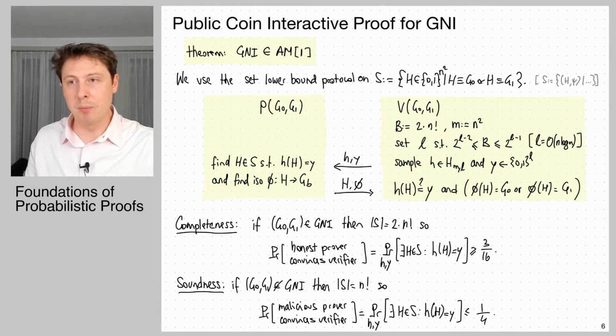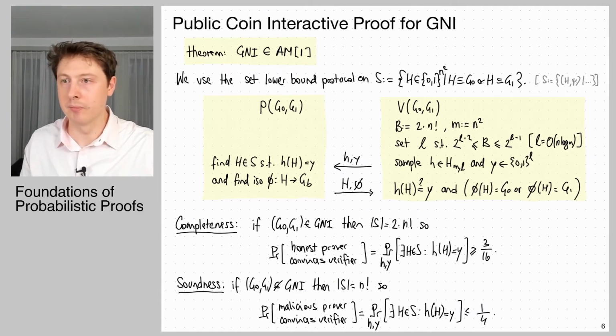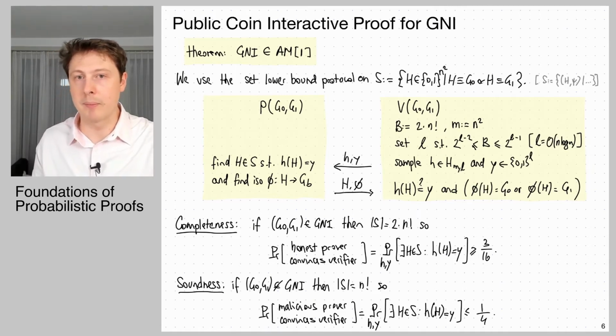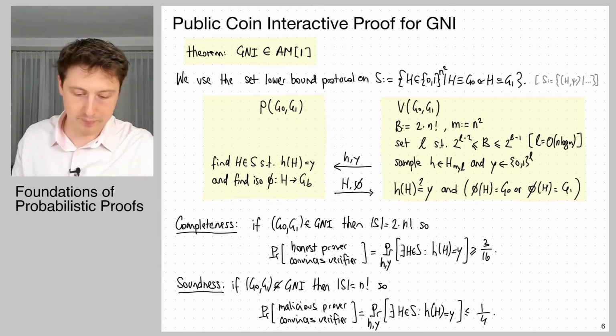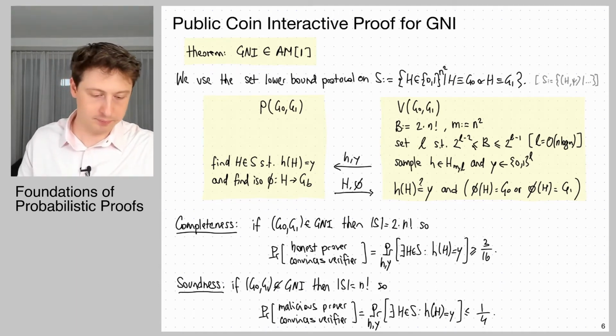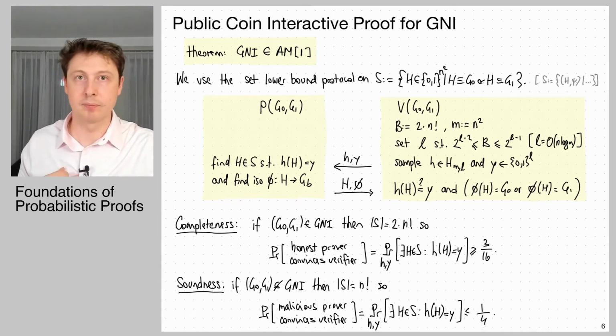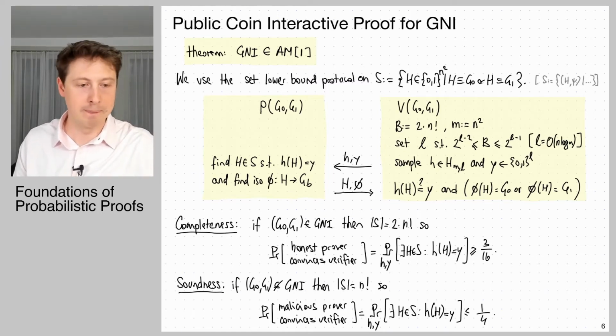Any questions about applying the set lower bound protocol to graph non-isomorphism? Yeah, it seems like this is a great way to do this for just a generic counting problem. If you want to get a proof that some counting problem is bigger than some threshold, does this work in general for that, or am I missing something?